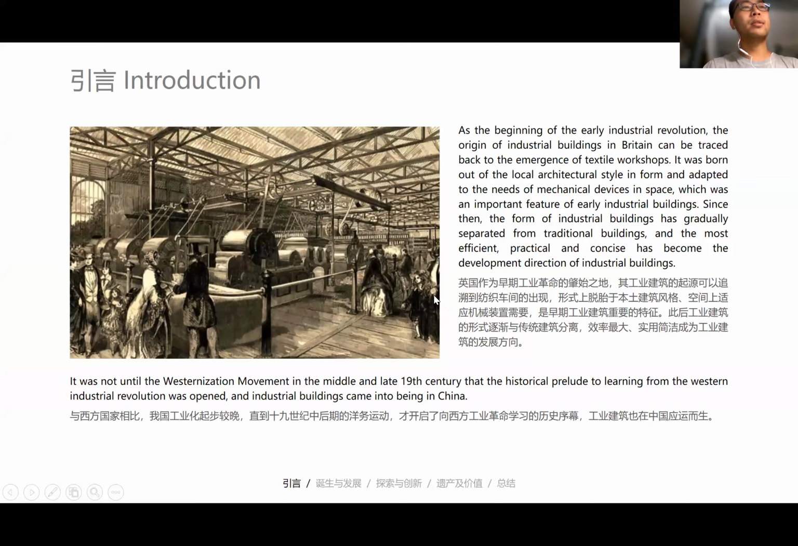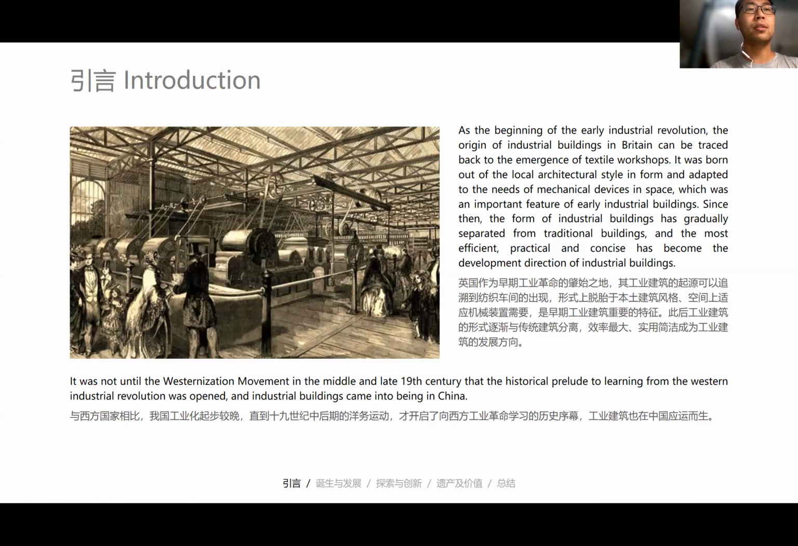As is known to all, the UK was the birthplace of the world's industrial revolution, and the origin of its industrial buildings can be traced back to the textile workshops. In terms of form, in order to meet the needs of mechanical equipment and other things, buildings with large spans and internal space appeared. Since then, the design and construction of industrial buildings has gradually formed its own characteristics, pursuing maximum space, efficient, practical, and simple design.